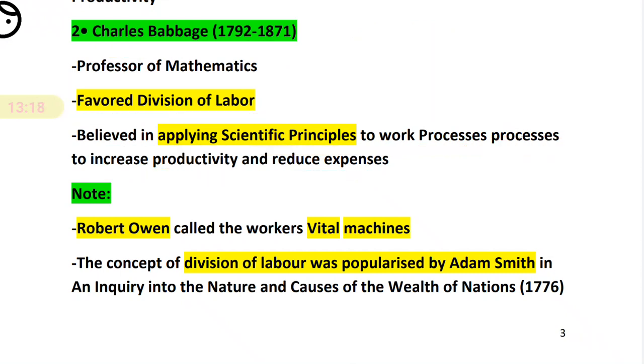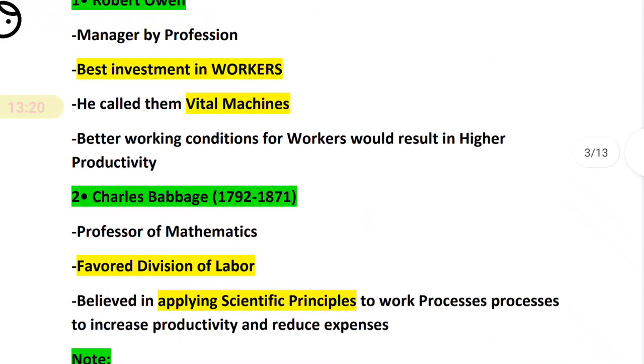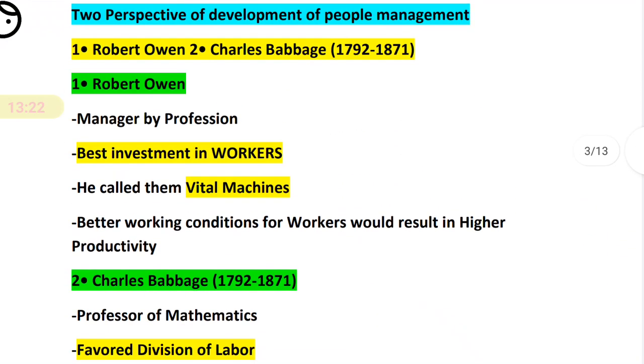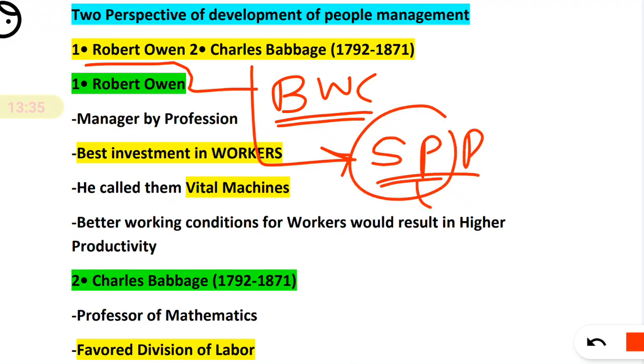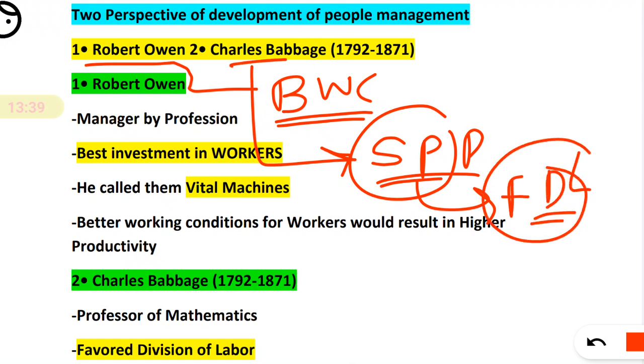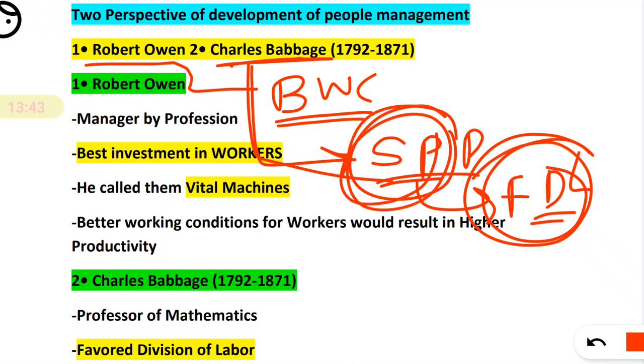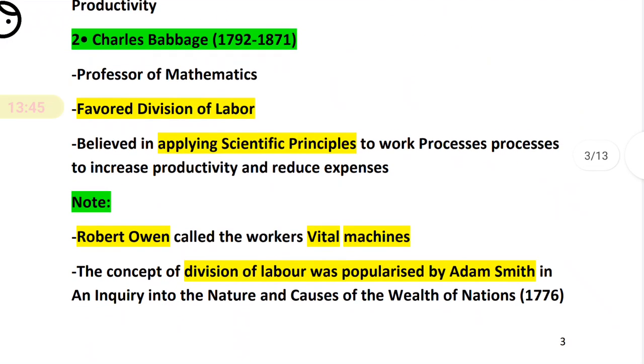So friends, it is very, very important. The two perspectives we have discussed. First is Robert Owen, who believed in better working conditions for the employees, and second is Charles Babbage, who said apply the scientific principle. You have to apply the scientific principle, and he favored the division of labor. Who? Charles Babbage favored the division of labor by applying scientific principles to the work process.